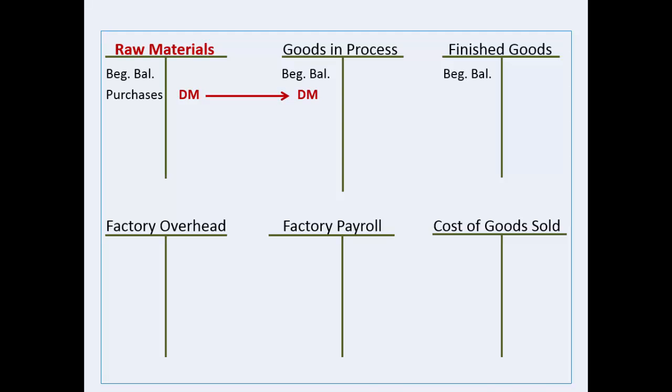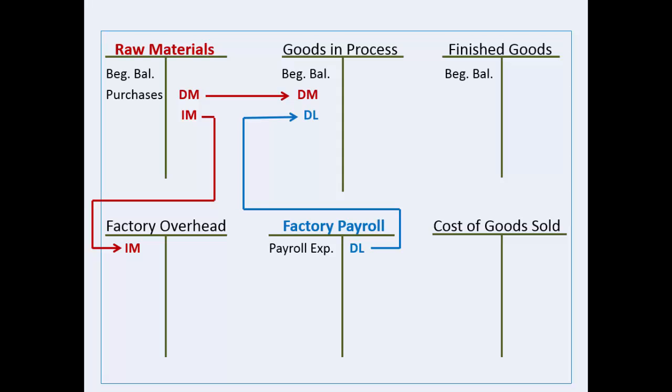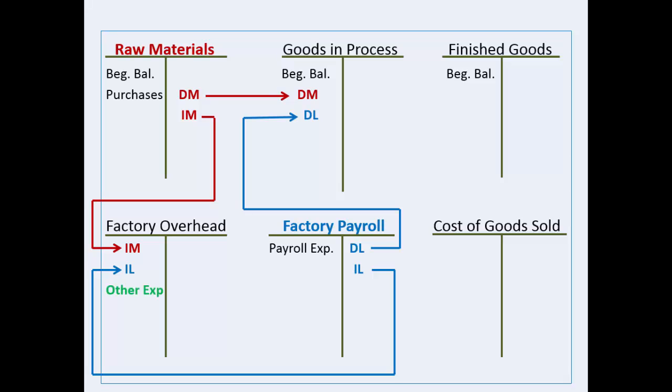So raw materials can be direct or indirect. Direct flows directly into the manufacturing process. All indirect costs are first accumulated in an account called factory overhead. Factory overhead is a product cost. Factory payroll: direct labor goes directly into the manufacturing process, goods in process. Indirect labor first goes into factory overhead to track it.